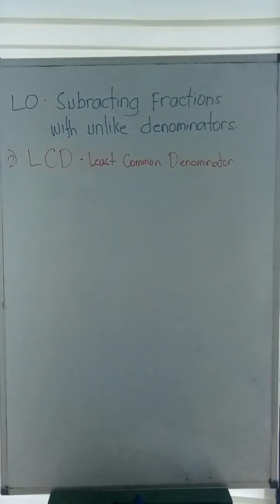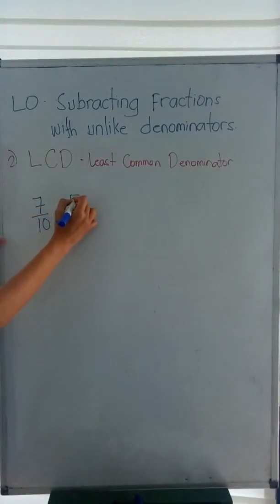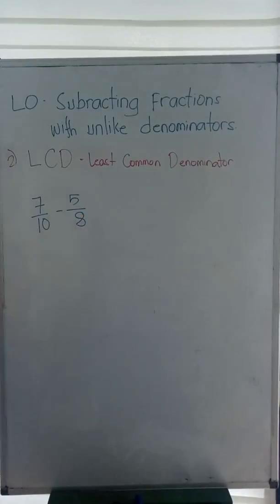Again, please do listen properly, and then later on you can pause the video so that you can take down notes. Okay, so for our least common denominator, we are going to use our times table. This is where it gets really handy or helpful. Example, we have a fraction of 7/10 minus 5/8. Now, for our denominators here, we have 10 and 8. They are not the same, so they are unlike denominators.